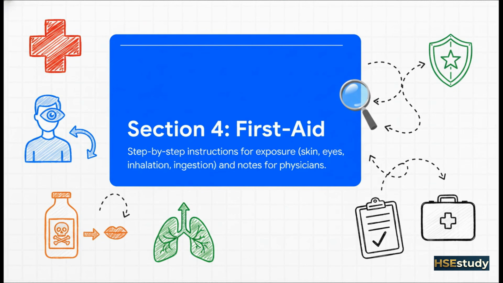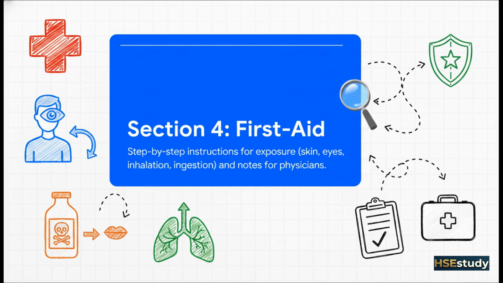All right, the final piece of our emergency puzzle is Section 4, First Aid. Now here's the absolute #1 rule with this section. You need to read this before you ever use a new chemical, not after you've already been exposed. It gives you clear, step-by-step instructions for what to do.